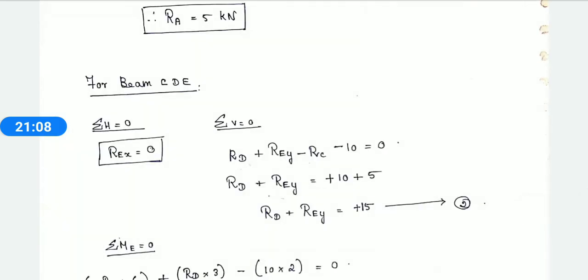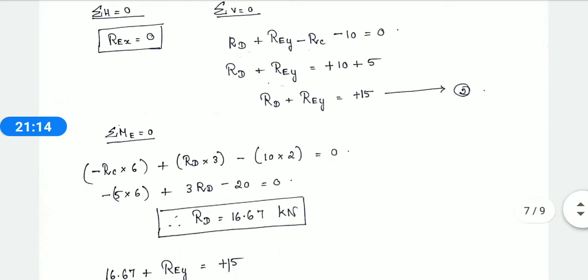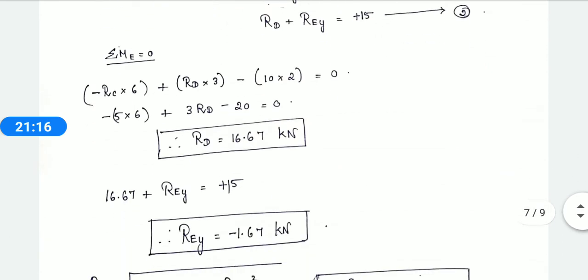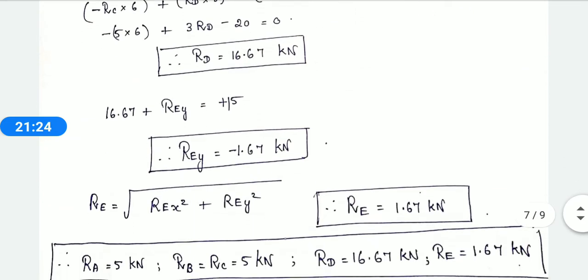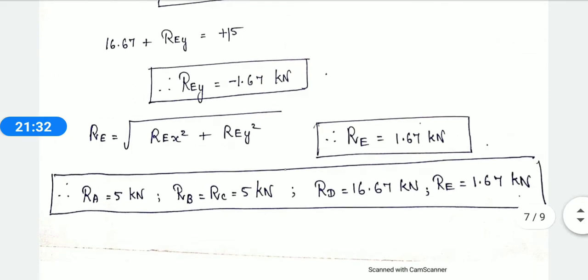Same like summation of H is equal to 0, vertical force is equal to 0 and moment is equal to 0. You will get the value for RD, REX and REY. You got two different values for REX and REY, so you have to find the resultant at E support. I had calculated RE is equal to 1.67 kilonewton. Take all the values and give a solution at the last. This is what the given question.